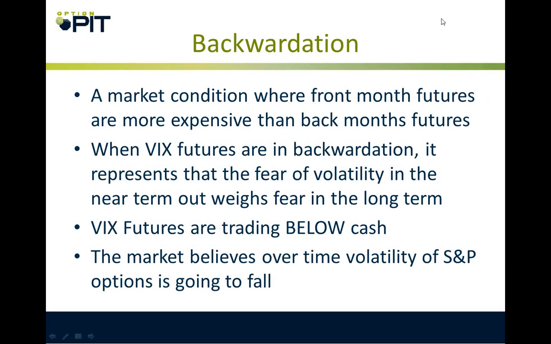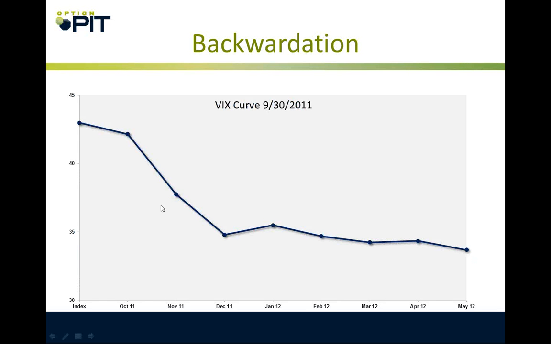All right, so now, backwardation. That is a market condition where front month futures are more expensive than back month futures. When VIX futures are in backwardation, it represents that fear of volatility in the near term outweighs fear of volatility in the long term. So the VIX futures are trading below cash. It's basically a bet the market believes volatility is going to fall. And this is what it looks like. This is September 2011. I'll show you what the curve looks like today.